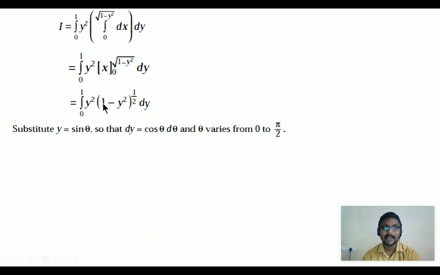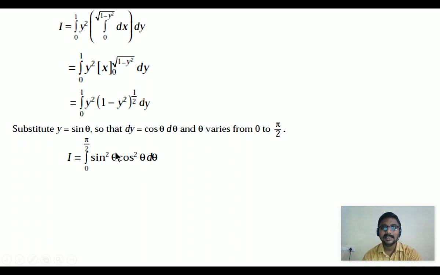Now substituting these values, the integral becomes, what is y? y is sin theta. y square means sin square theta. 1 minus y square means 1 minus sin square theta, that is cos square theta whole to the power of 1 by 2, which means cos theta. But already we have dy. What is dy? cos theta d theta. Cos theta into cos theta, cos square theta into d theta.